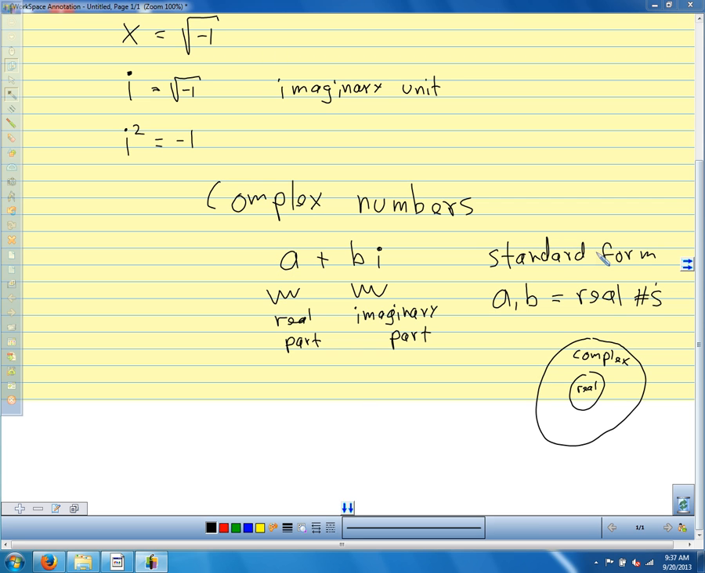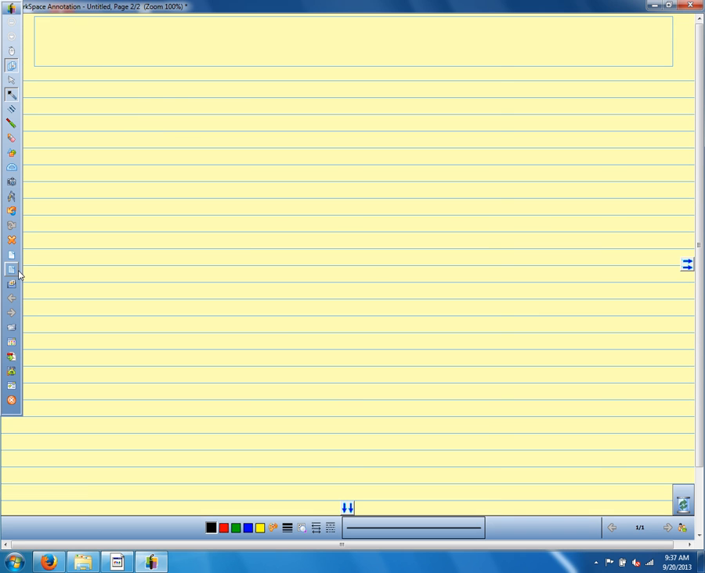So what we want to talk about today are just the basic operations with complex numbers. We're going to add them, subtract them, multiply them, and divide them, and just remind ourselves of the rules for that. That's really all we're doing. So first thing we want to know is, when are two complex numbers equal? So we're going to talk about equality.